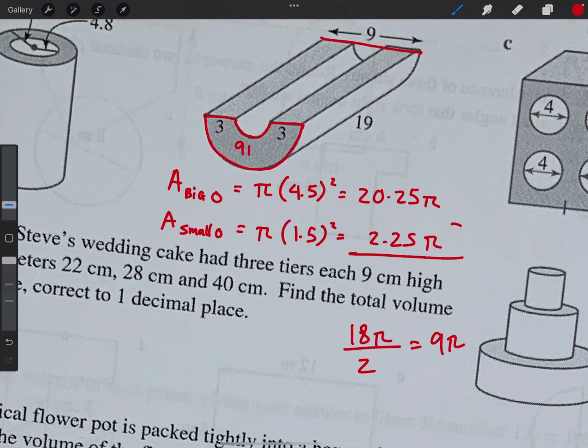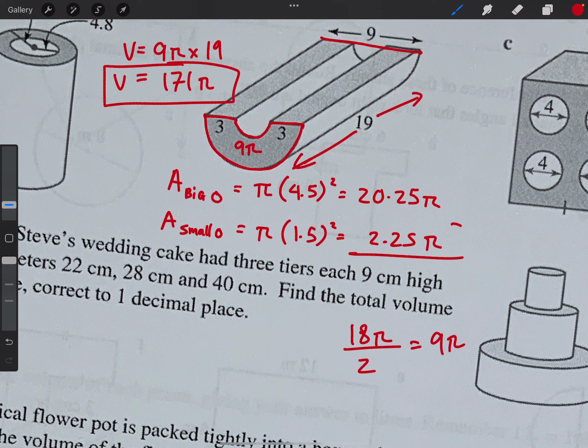is 9 pi. Now we have to multiply it by how long we're stacking this cross section area down. So that means we do 9 pi. So the volume is equal to 9 pi times by, what's that number? 19. Times it by 19. And 19 times 9 will give you 171 pi. There's your volume in exact amount.